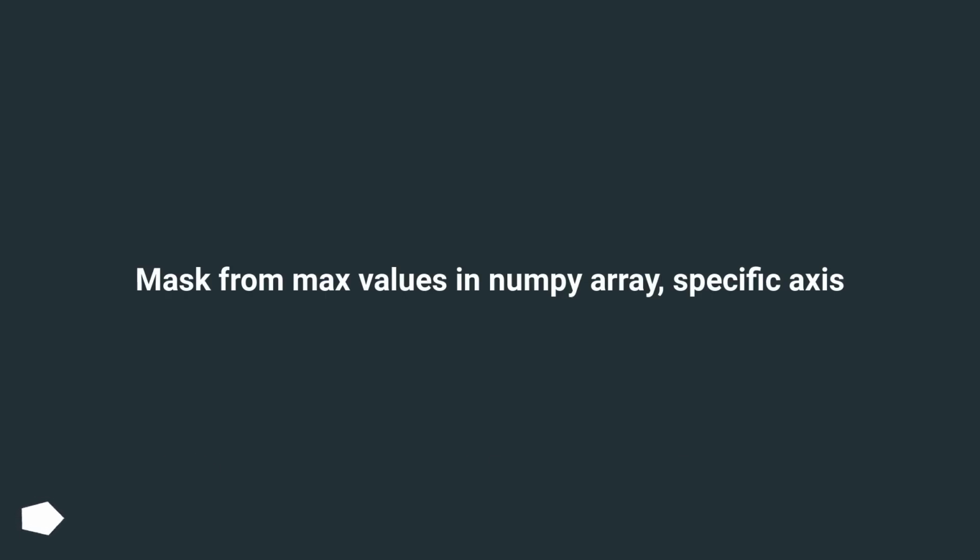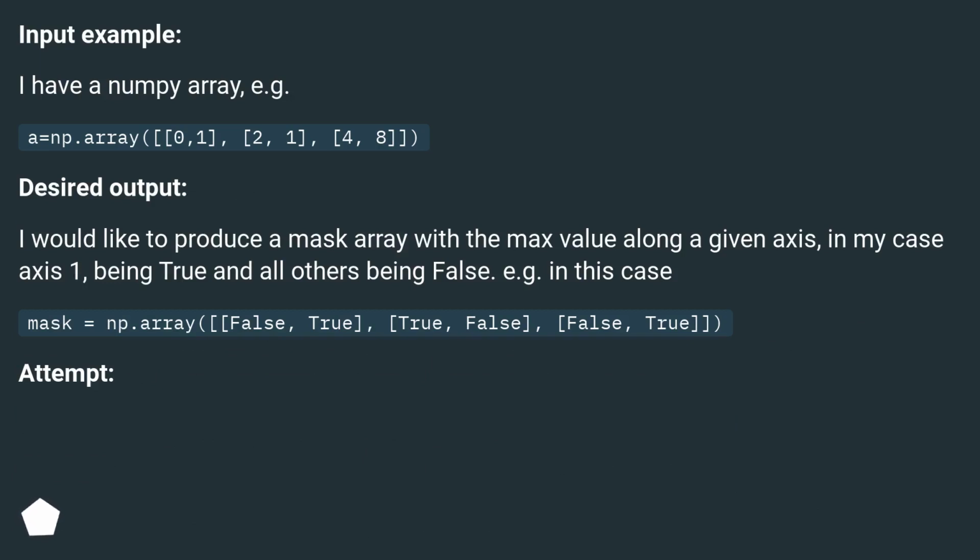Mask from max values in numpy array, specific axis. Input example. I have a numpy array, for example, A equals np.array 0, 1, 2, 1, 4, 8.